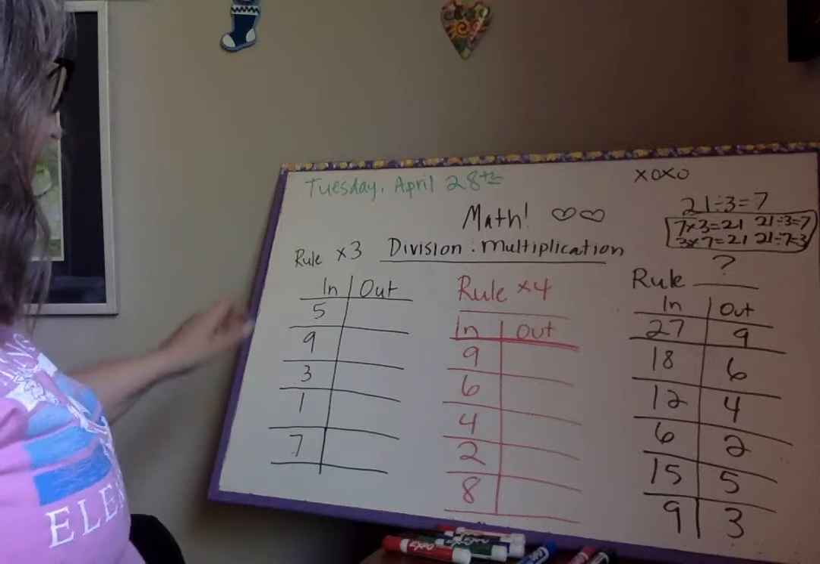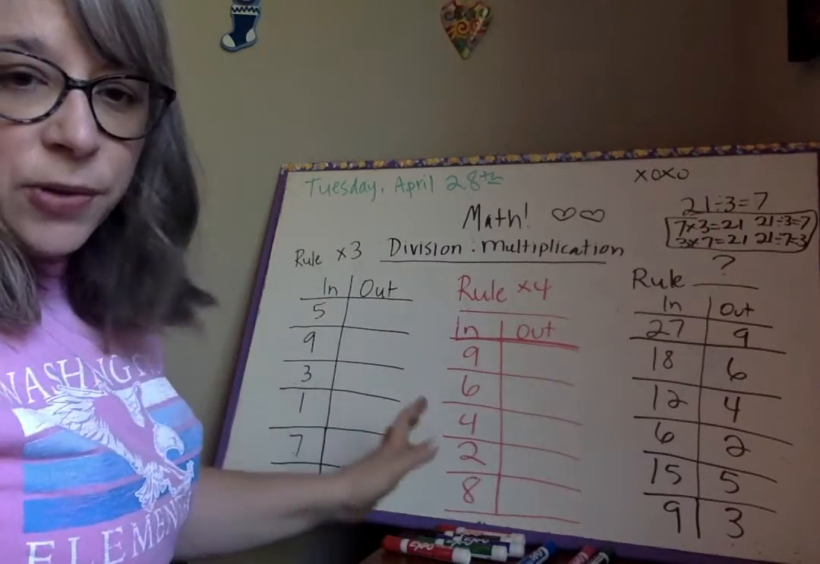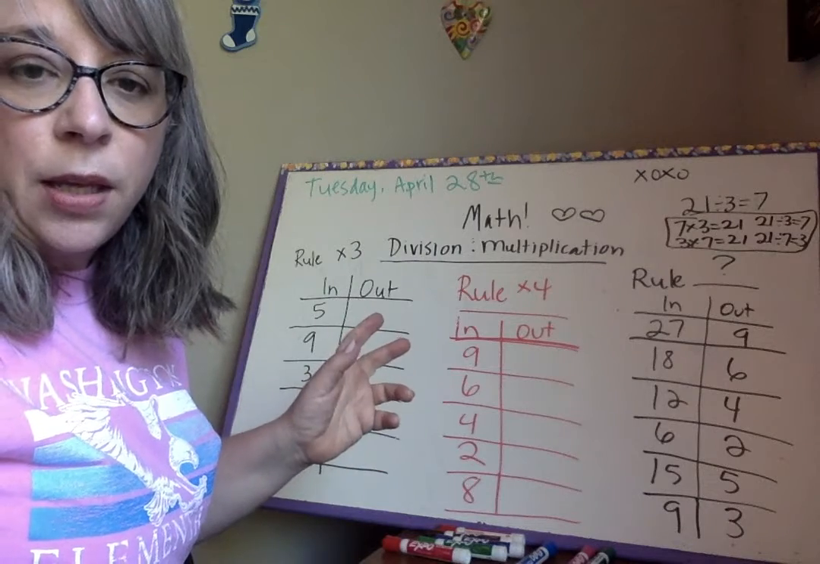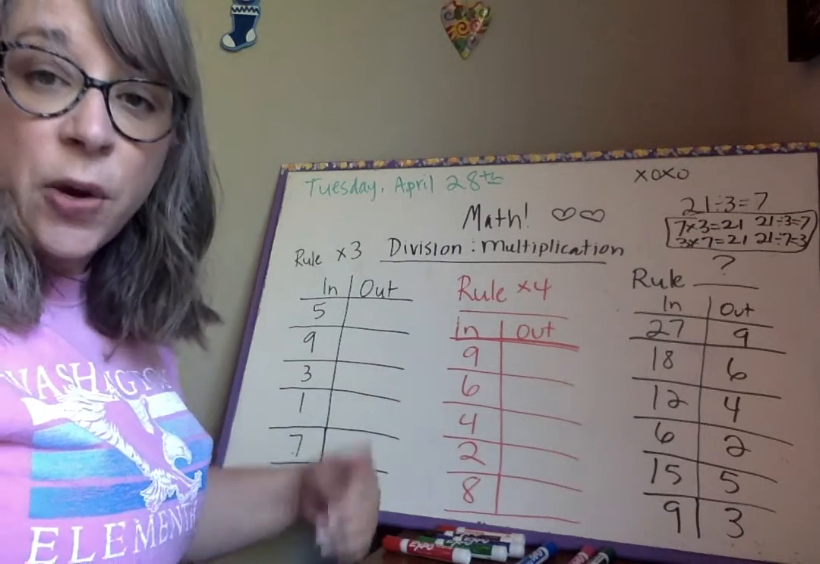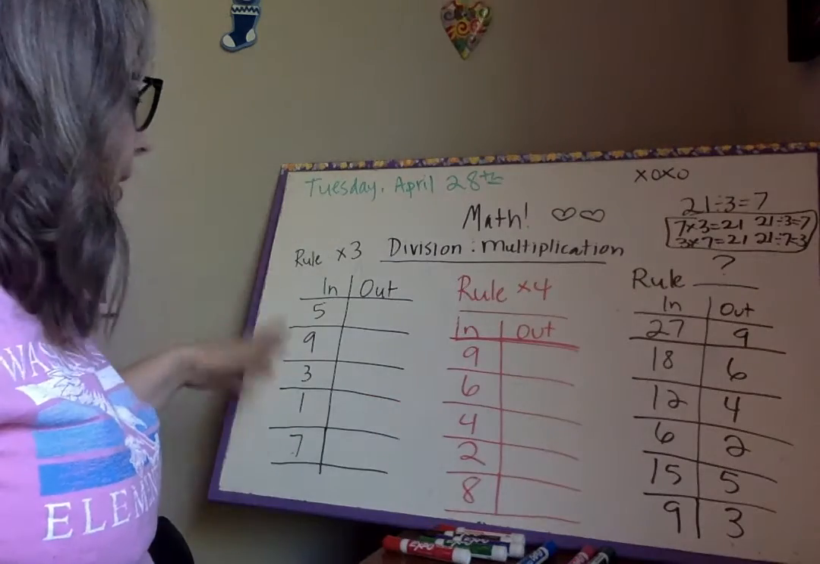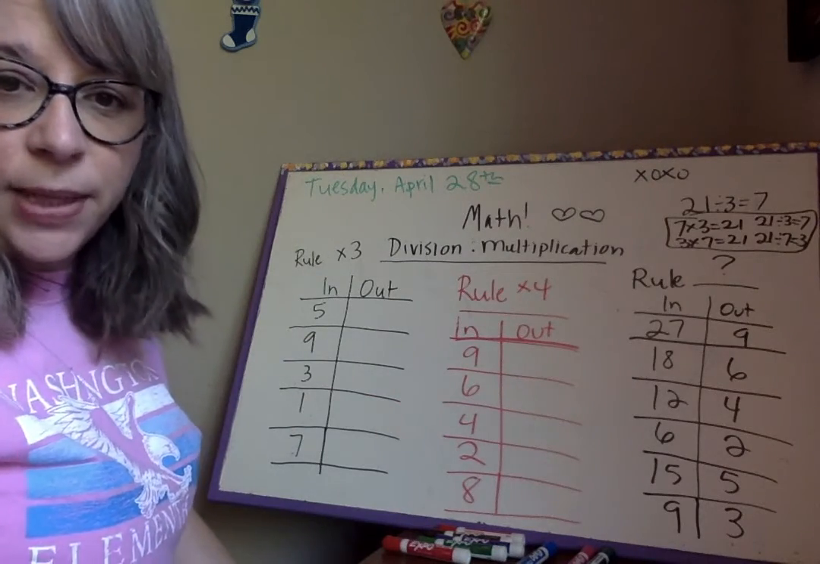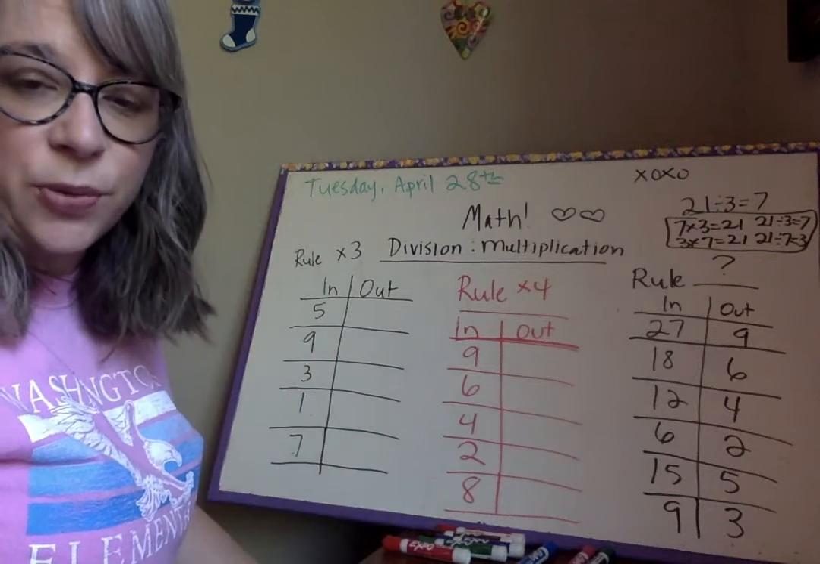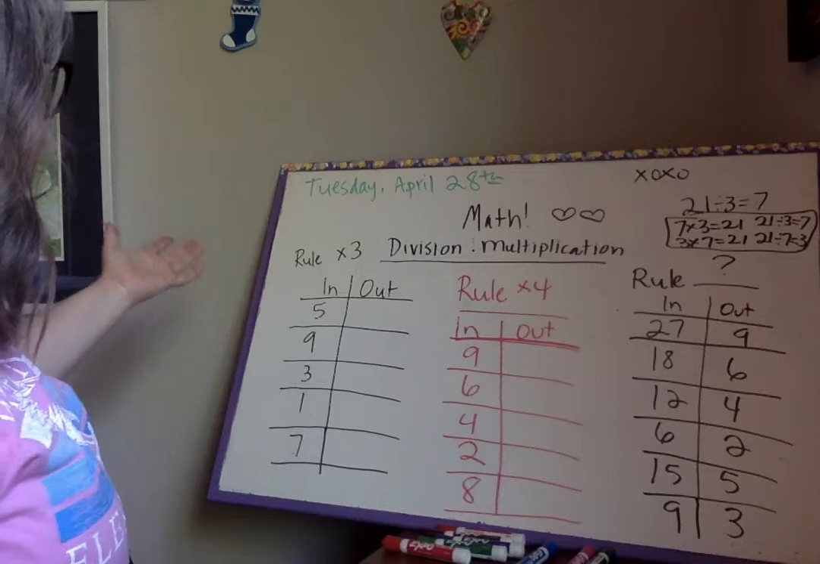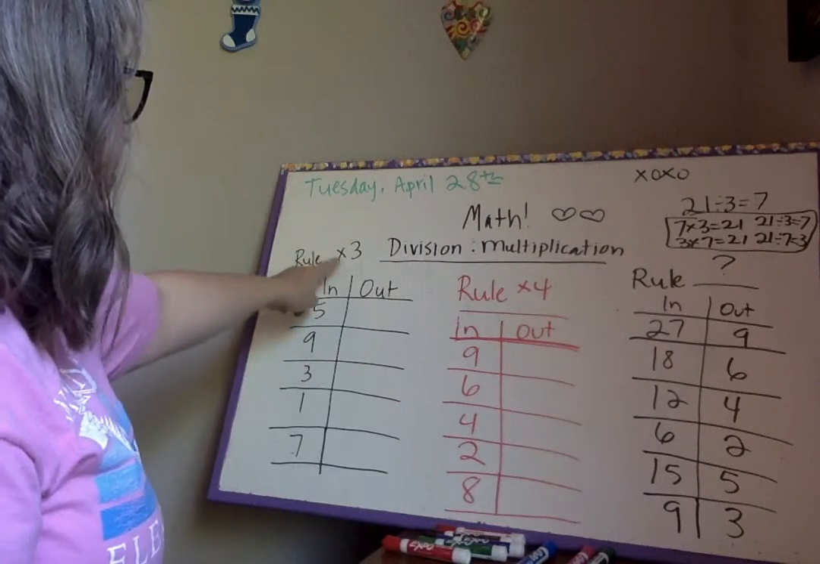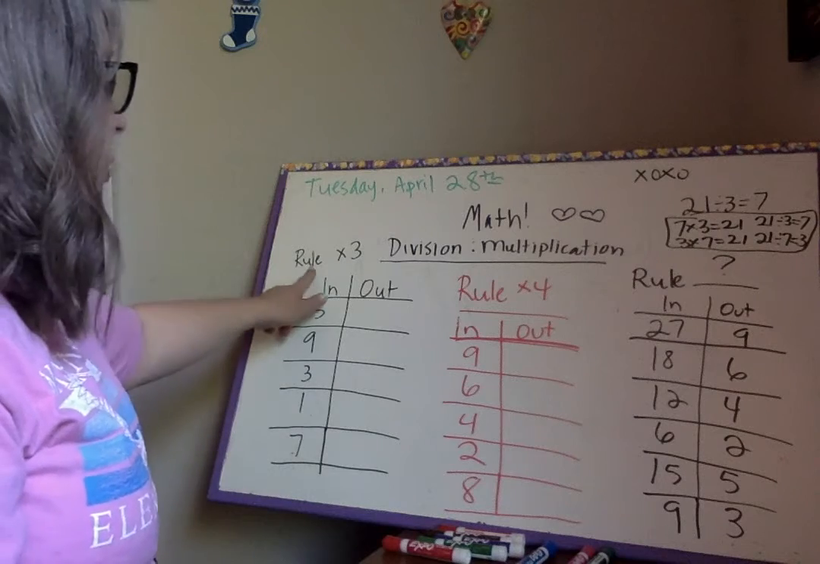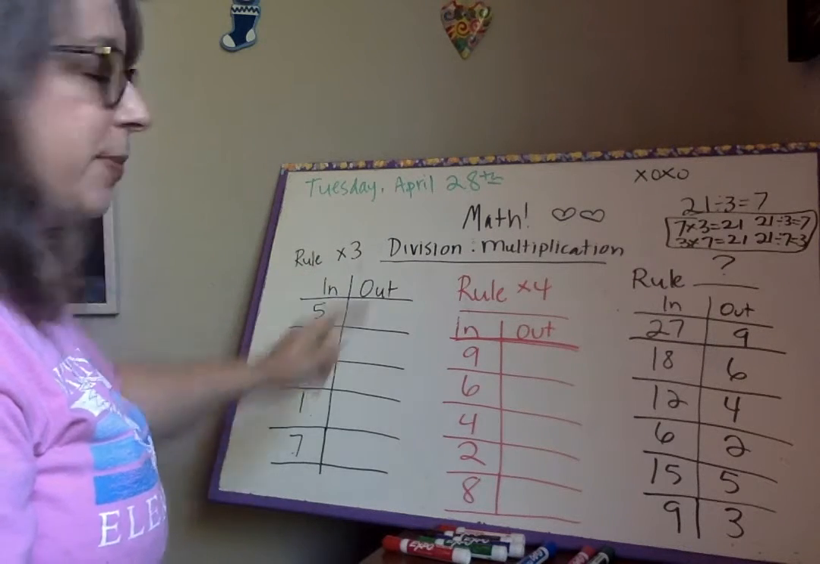So the in and out, I think, is a great way to see patterns, to figure out what the pattern is. I just like the in and out because it's really good visually. You can see things, I feel, and the relationship with numbers, and let's just get to it. Okay, here we go. So our rule, we already know our rule. Our rule is times 3.